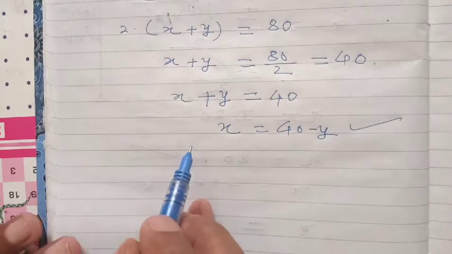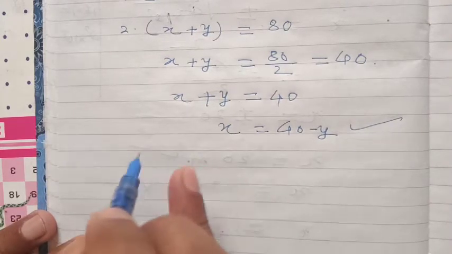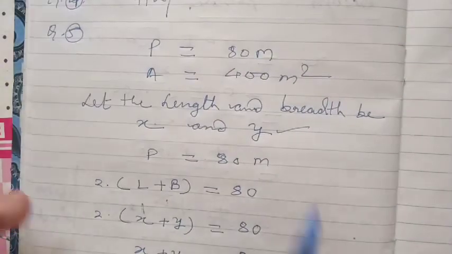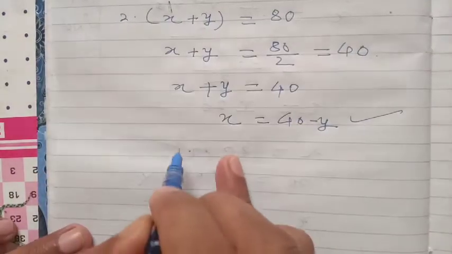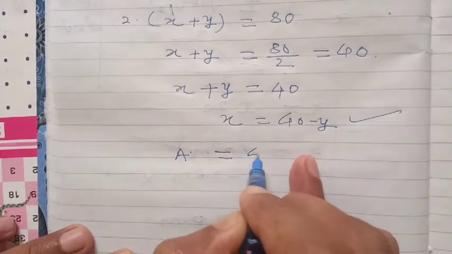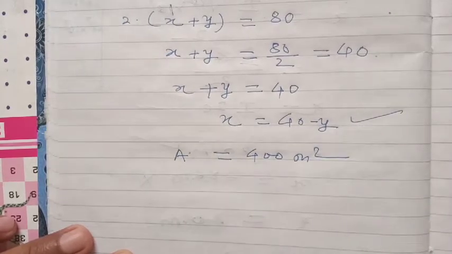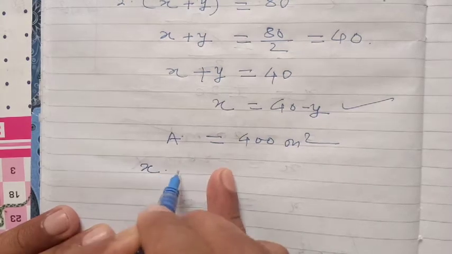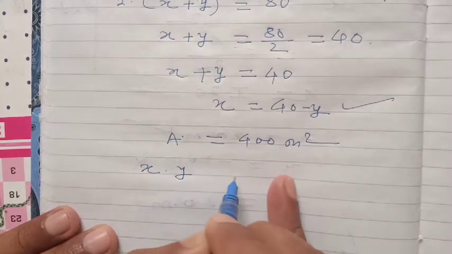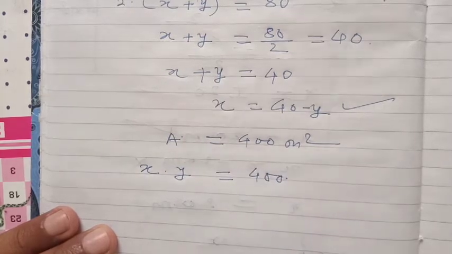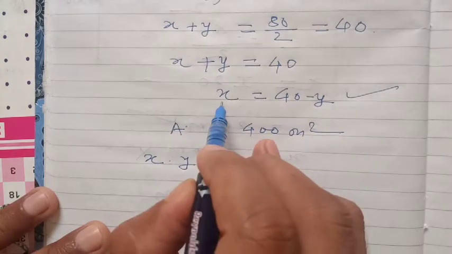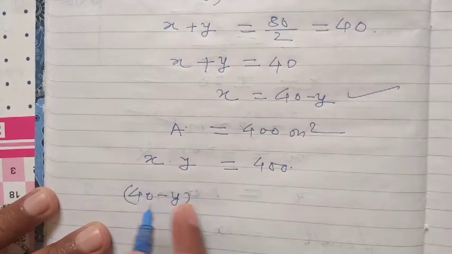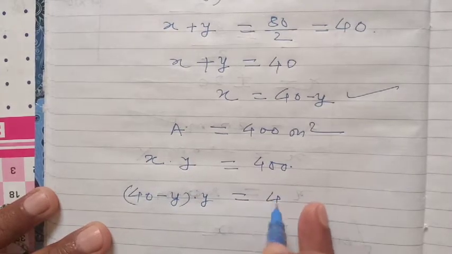Now according to the question, situation number 2, area is given, 400 square meters. And the area of a rectangular shape, do you know? Length into breadth. Length is x and breadth is y. x into y is equal to 400. We already got the value of x here, 40 minus y. So put the value here: 40 minus y into y is equal to 400.